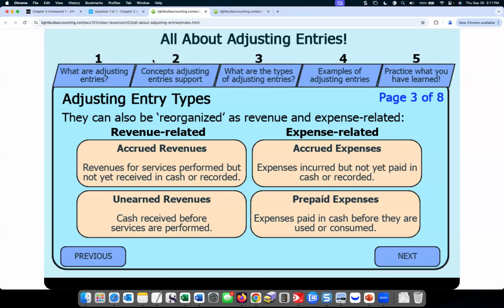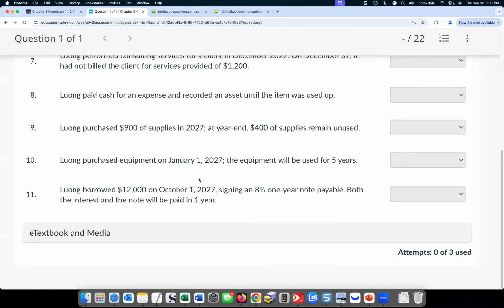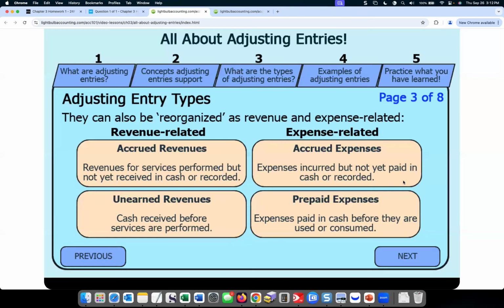What else do we have left for the problem? I think we're almost done. Well, last one, Luong borrowed $12,000 on October 1st, 27 by signing an 8% 1-year note payable. Both the interest and the note will be paid in 1 year. So is this revenue or expense related? It is expense. Which one does it closely match? That's an accrued expense, because the interest is going to accumulate over time. All right, so there you go.